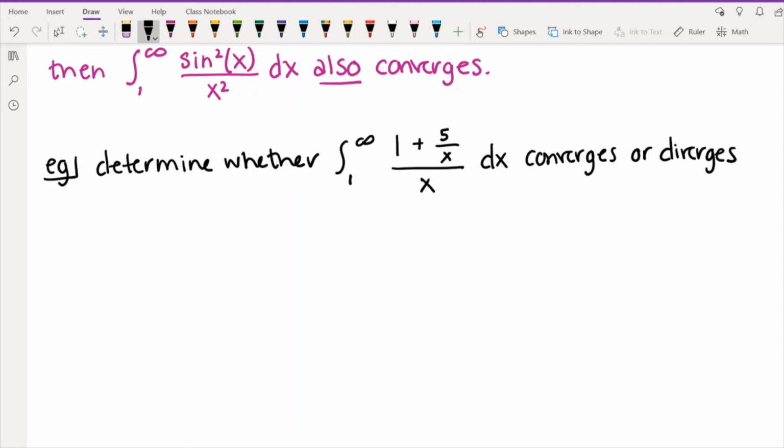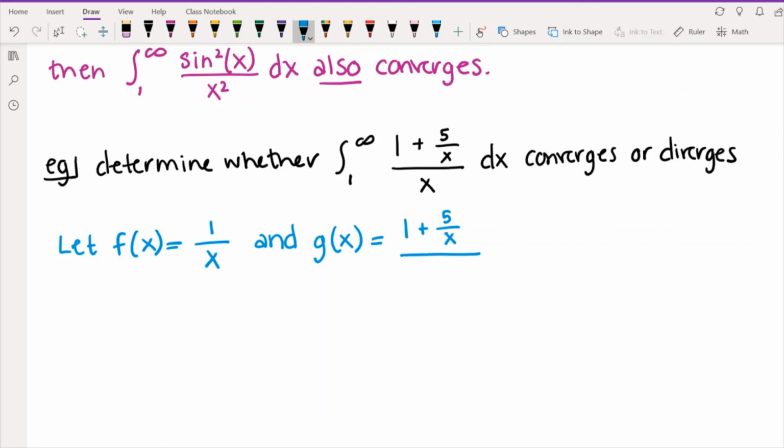So what do we want to compare it to? Well, again, you just look at the exponent on the denominator and use that as your base function to compare it to. So let's let f of x equal 1 over x. And let's let g of x be this function, 1 plus 5 over x all over x.